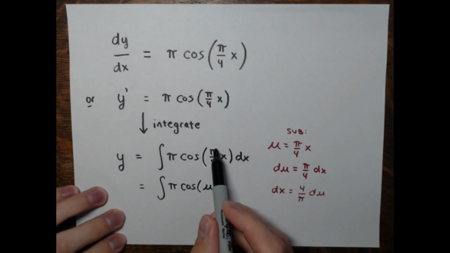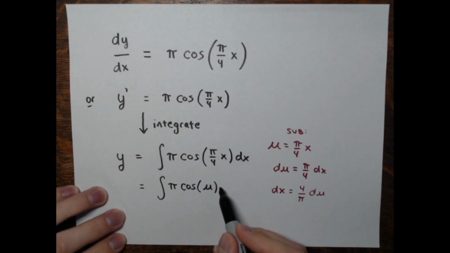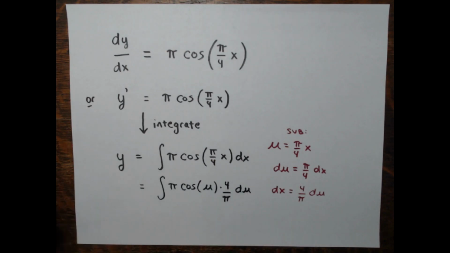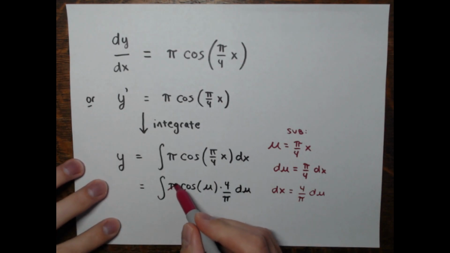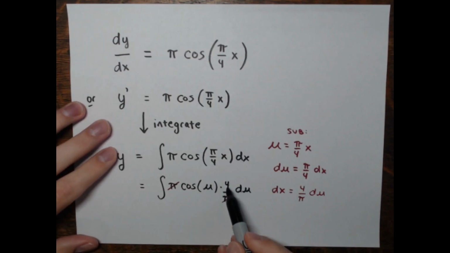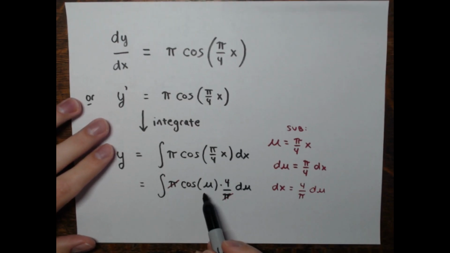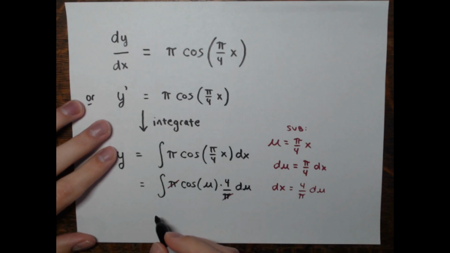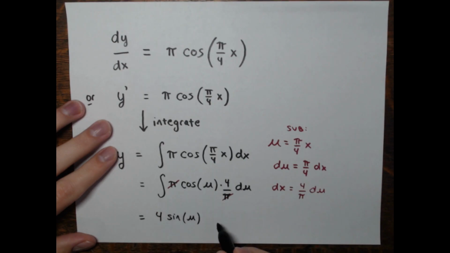u, again, this expression inside I called u, times dx, which we're seeing is 4 over pi times du. Okay, so that's nice. The pi's will cancel, I got pi over pi. And this is now just 4 times the integral of cosine, which is 4 times sine. So this is 4 times the sine of u. And now that I've integrated, let's sub back.